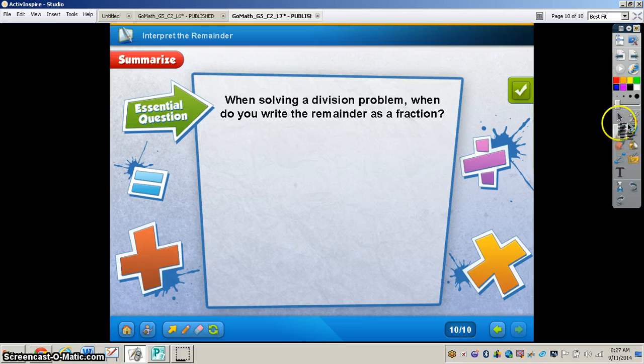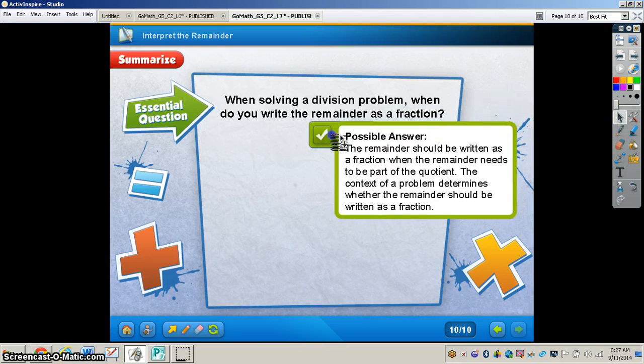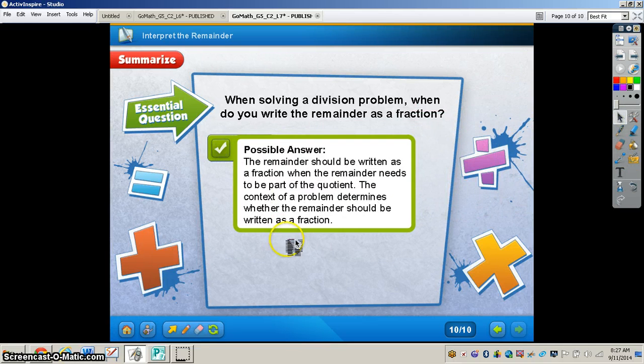And concluding our video, we have when solving a division problem, when do you write the remainder as a fraction? The remainder should be written as a fraction when the remainder needs to be part of the quotient. The context of a problem determines whether the remainder should be written as a fraction, and if you don't quite understand the context of the problem, you can rewind the video, watch a couple of those different scenarios, and obviously if you have any questions about interpreting the remainder, please come and see me.